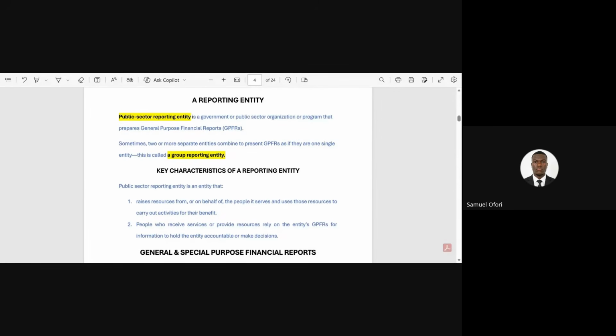Yeah, so please, who can mention the two characteristics? I need two people to mention the two characteristics of a reporting entity for me. Two people. I can call anyone, right? Because we just mentioned this one.